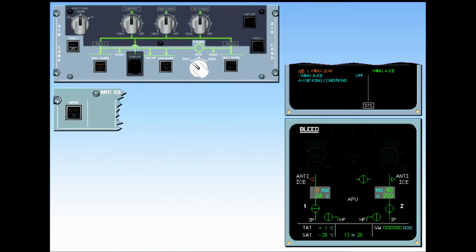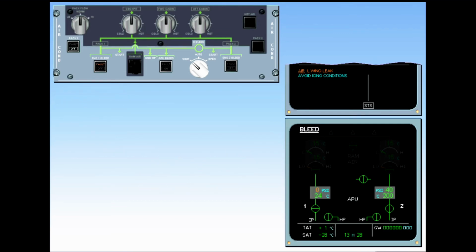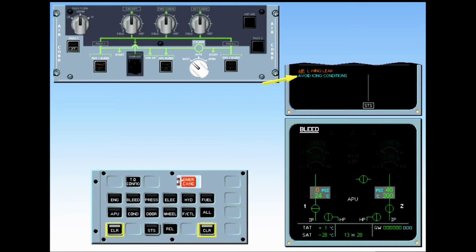The wing anti-ice has been switched off because you do not want to de-ice one wing only. The ECAM advises you to avoid icing conditions for the remaining part of the flight. After review and confirmation, clear air.